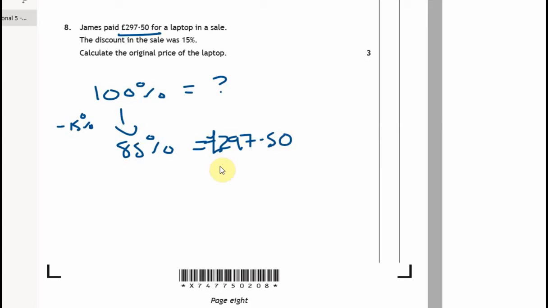What we need to do is work out 1% and then multiply up to get 100%.